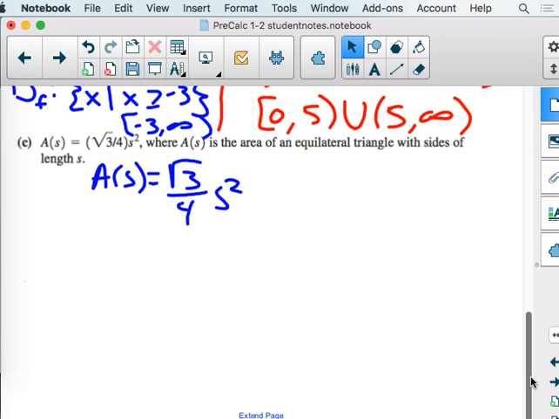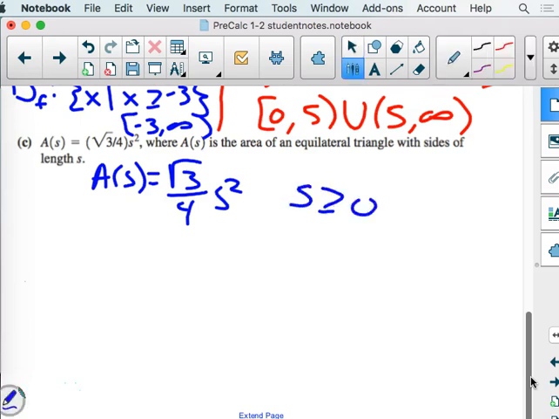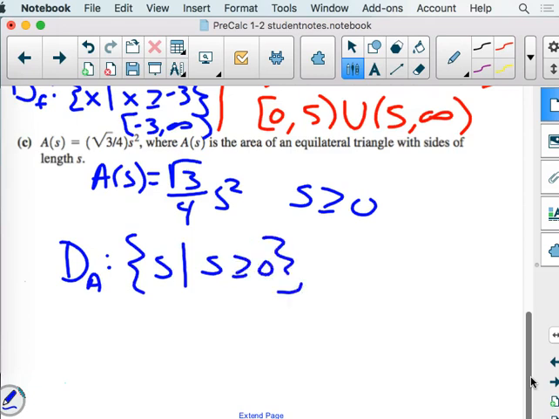What can you use for S's? 0 and any positive. So we just say S is greater than or equal to 0. So the domain of A, in set builder notation, is S such that S is greater than or equal to 0.